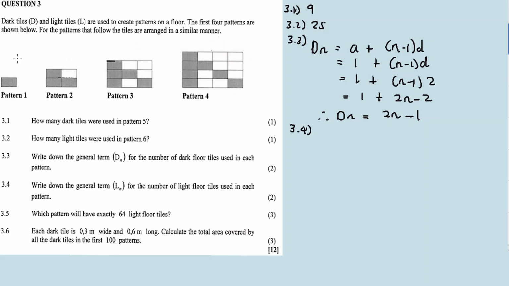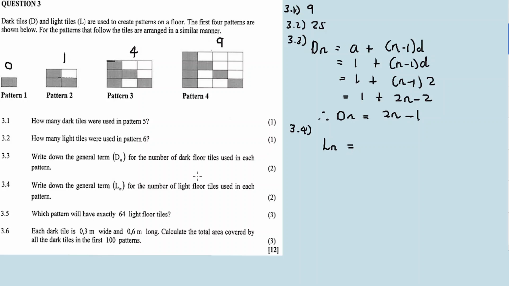Let's do a short recap. Here it was 0, I said 0 light tiles, and then here it's 1, here it's 4, here it's 9, right? Here it was 9. Here we must write the nth term for it.